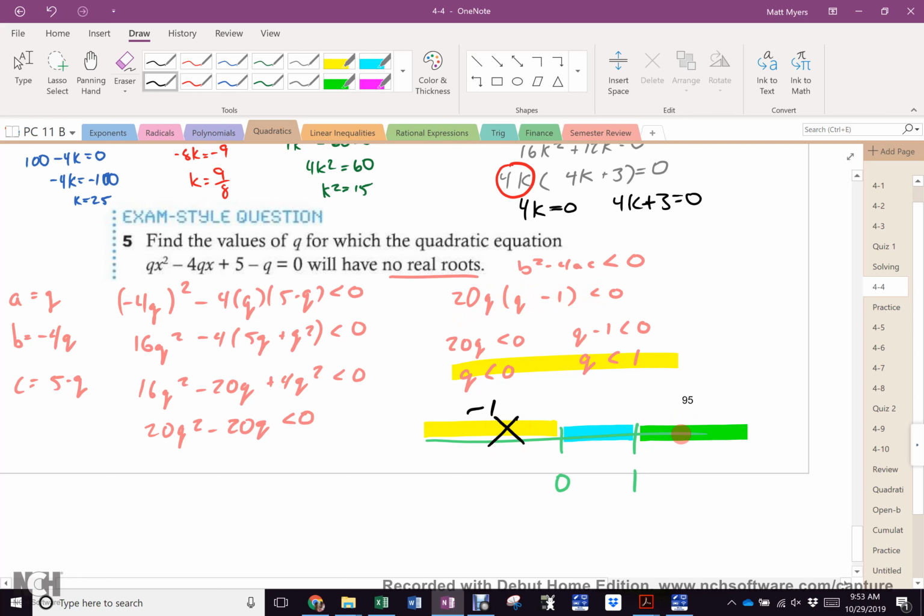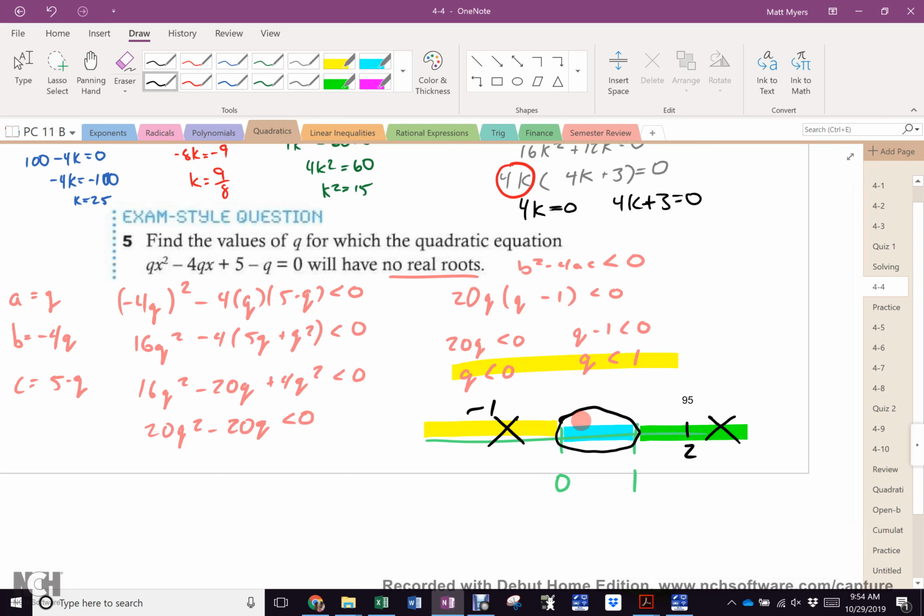Let's come over here. Let's use 2, because that's in the green section, yeah? What's 2 times 20? 40. What's 2 minus 1? 1. What's 40 times 1? Is that less than 0? So this part's out, right? So where is the only part that's left? In here. Now we could check it, but we know it's going to be right, yeah?